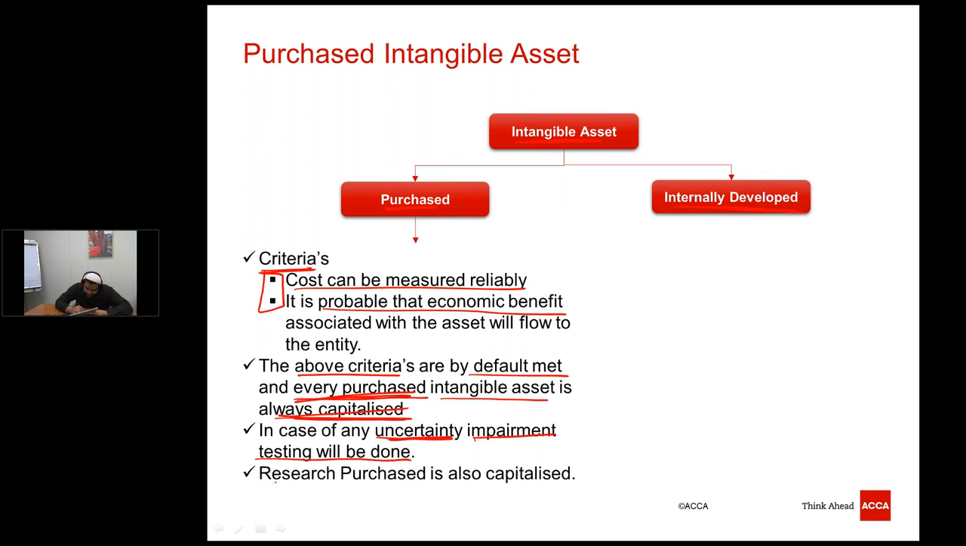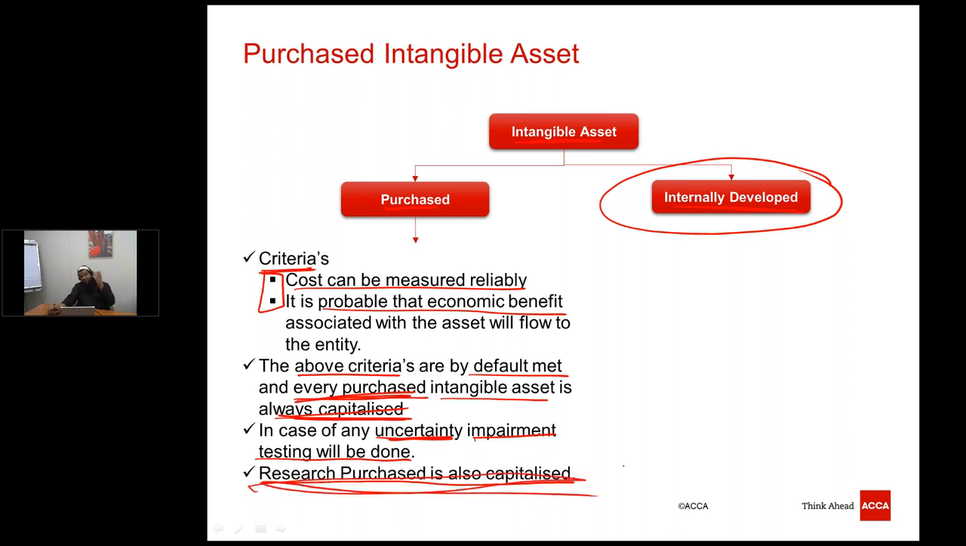Now the last point is, even if we have purchased a research project, normally researches are expensed out. But that applies to researches that we do as internal development, not those which we have purchased. If we have purchased a research, that will be capitalized as an asset. So every purchased asset is capitalized. If it is research, capitalize. If it is useful, capitalize. If it is just rubbish, capitalize, because you have purchased it. IAS 36 will decide whether to expense or not. So we say that every purchased asset is always capitalized.